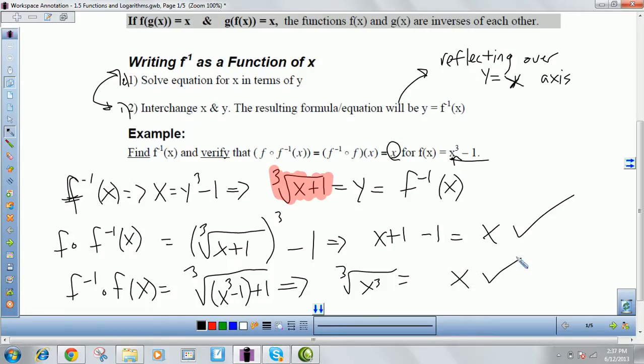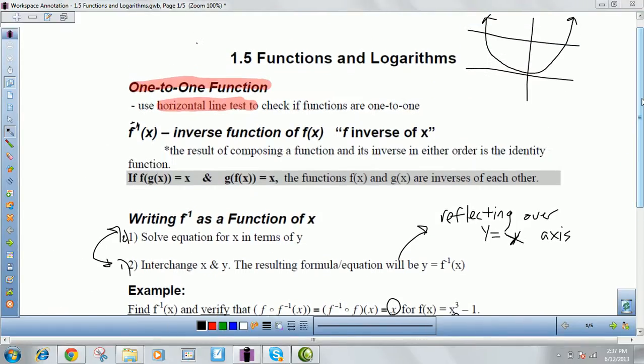So we know, in fact, that they are inverses of each other by testing, by plugging one inside the other, then the other inside the first one. And your output each time should be x, because they just get rid of each other. Okay, so that's just a quick review for inverse functions, how to find them, and how to check to make sure that they're true. Again, graphically, just use the horizontal line test, meaning it shows that they're one-to-one or not.